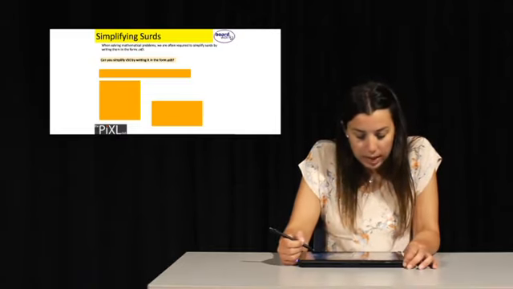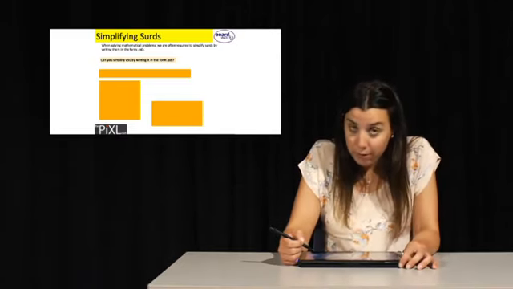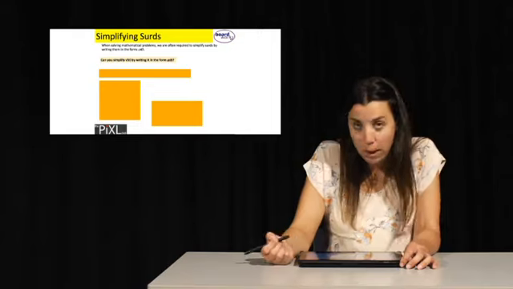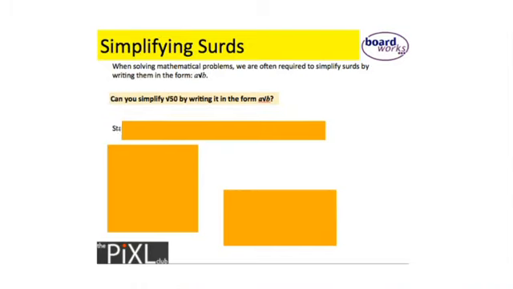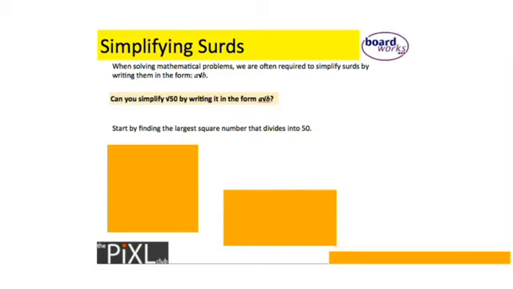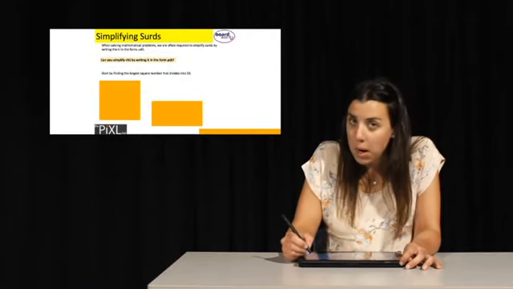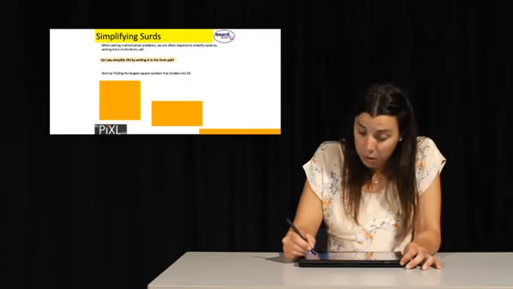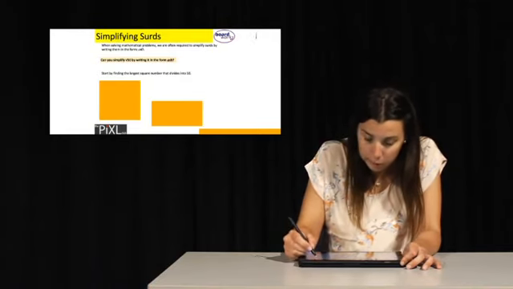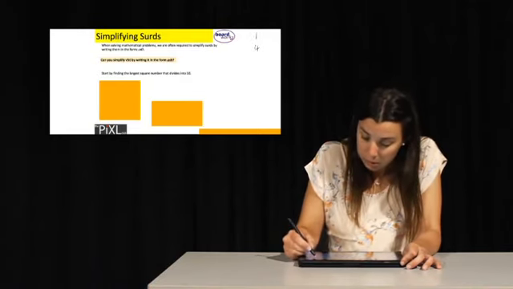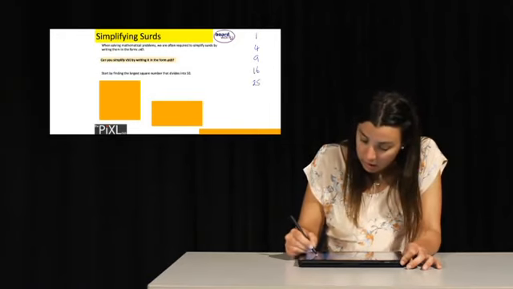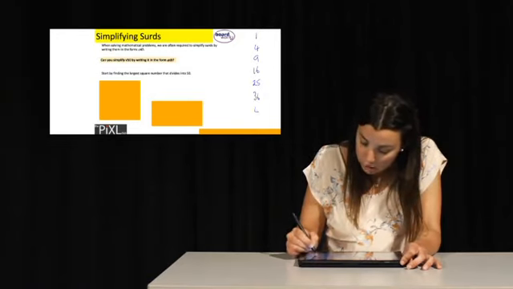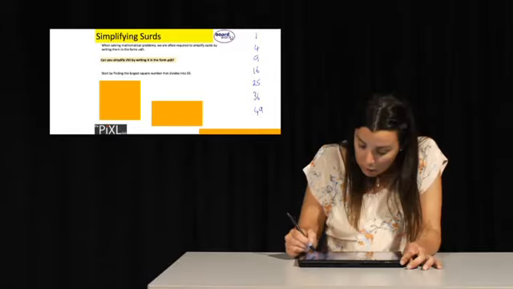The first one we're going to look at is simplifying root 50 by writing it in the form a root b. In this kind of question, our first step is to find the largest square number that divides into 50. You might want to write out your square numbers to help you. 1 times 1 is 1, 2 times 2 is 4, 3 times 3 is 9, 16, 25, 36, 49, and you may carry on.